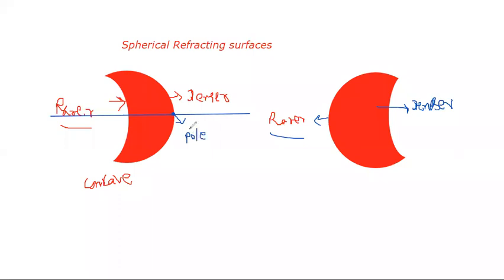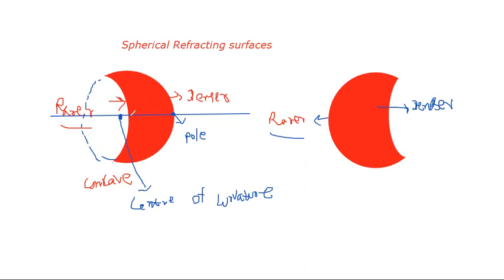And second is the center of curvature. Now, this spherical surface was a part of this sphere, right? So the center of that sphere was somewhere around here. This is the center of the sphere. Then this point is known as the center of curvature.